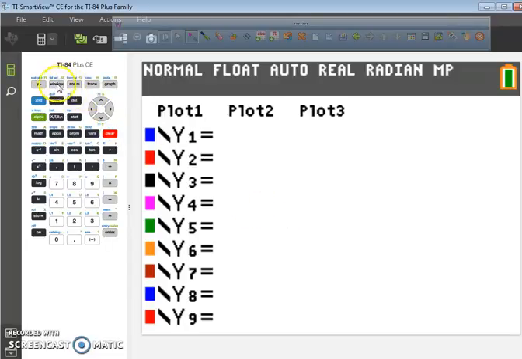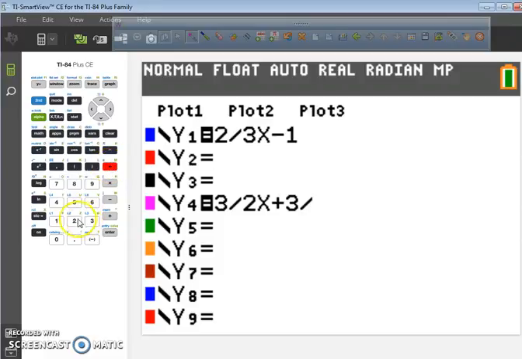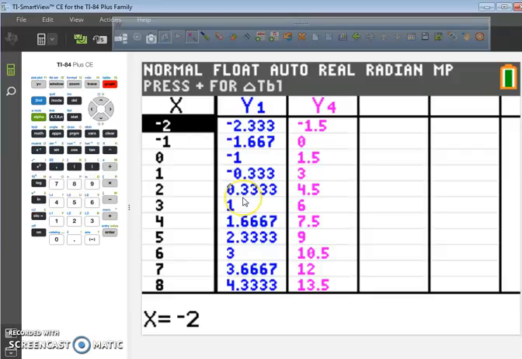Right now, I'm going to hit y equals. So go to y equals. You're going to type in 2 divided by 3x minus 1. And I'm going to go down to y4 since I use that color. I'm going to do 3 divided by 2x plus 3 divided by 2. I'm going to check the table. Second graph. I'm going to check the table. I'm going to take a picture of this.